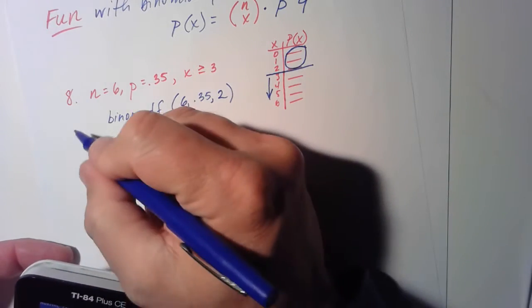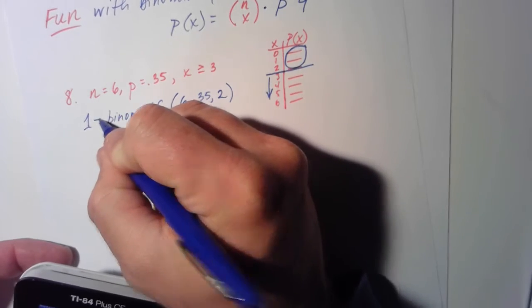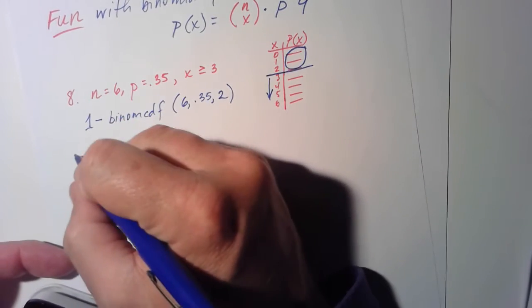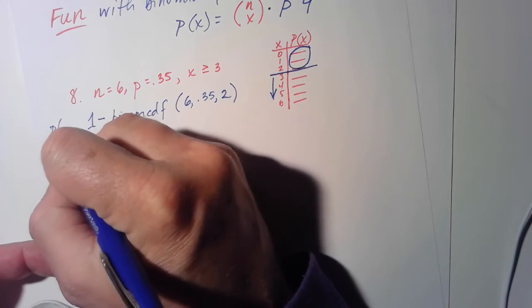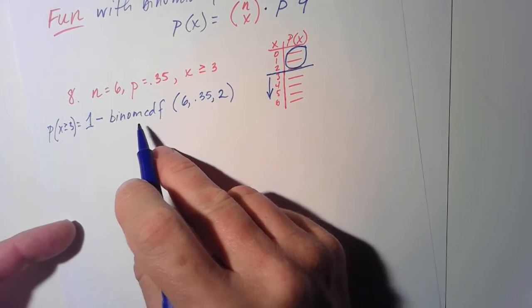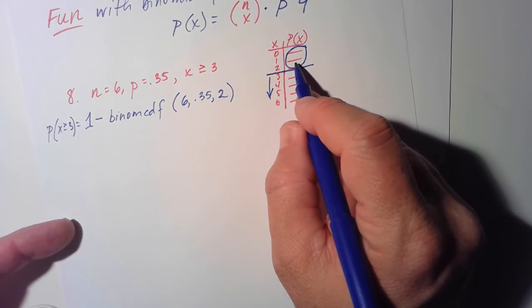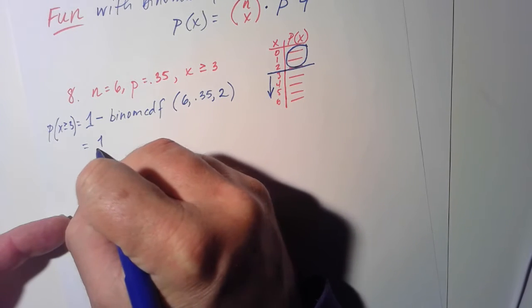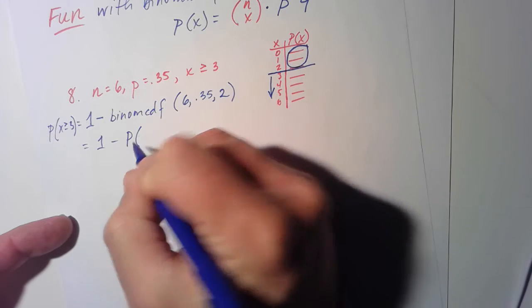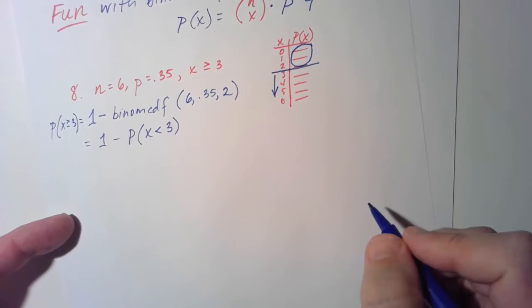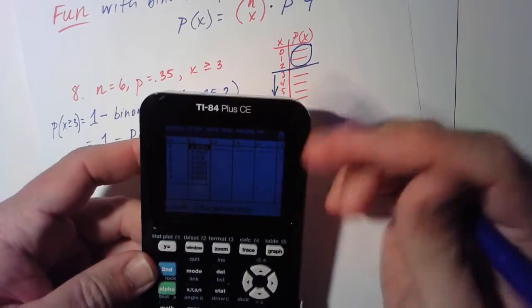So it turns out that 1 minus this will be the probability that we're looking for. The probability that x is at least 3 is the complement of the probability that x is no more than 2. See if that makes sense to you. That's the probability, I guess we'll put it this way, that x is less than 3. And the binomial CDF function will do that for us.